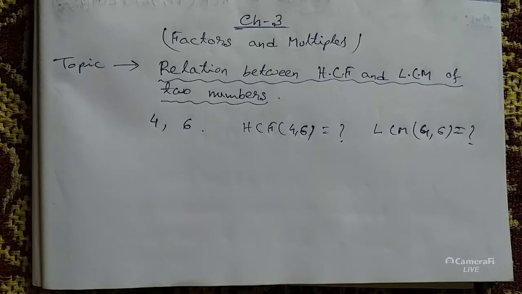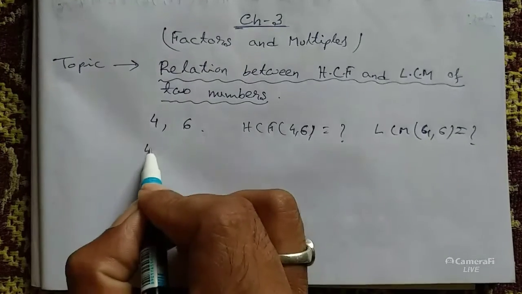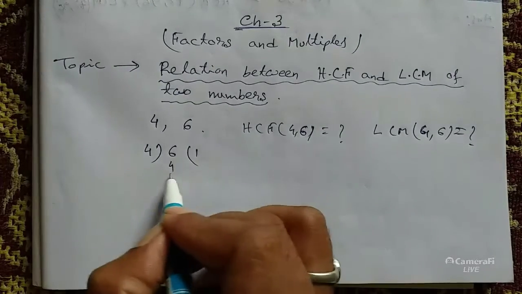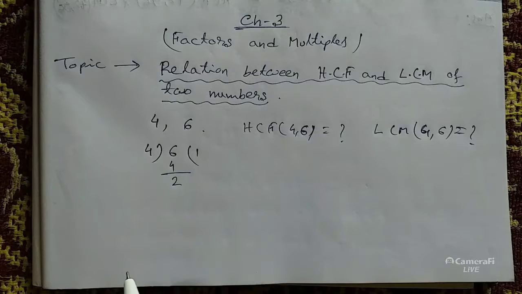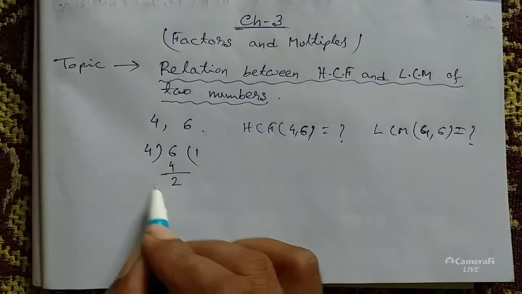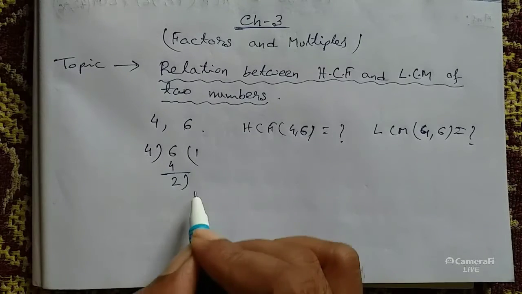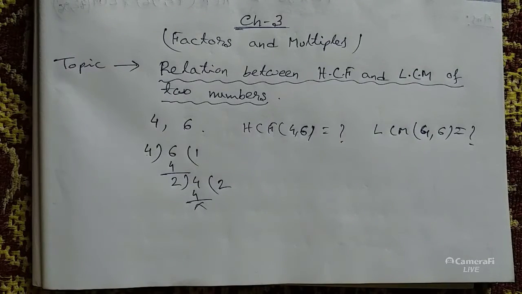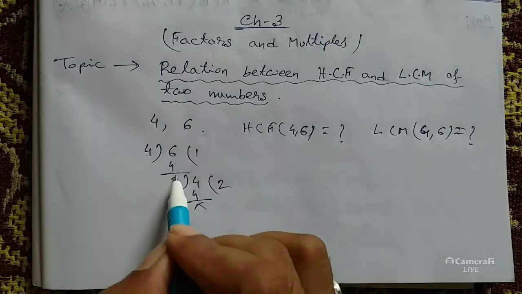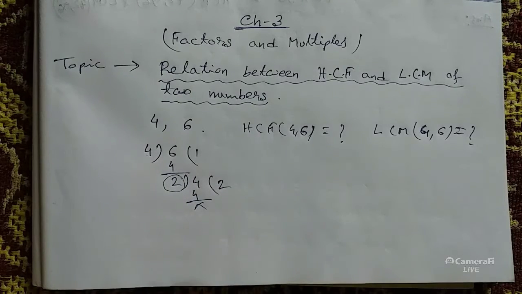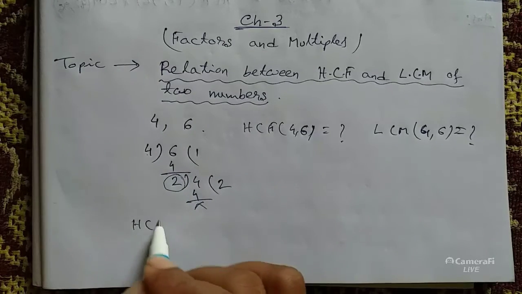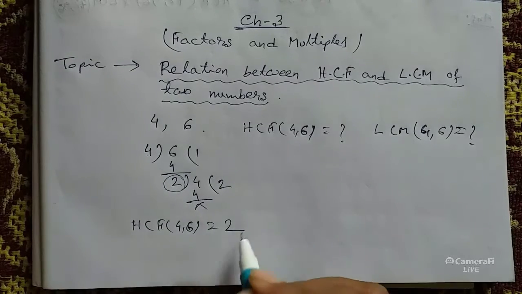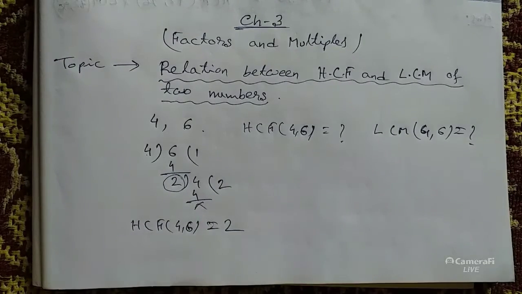To find the HCF, I am going through the division method. Here 4 1s are 4, remainder 2. By this remainder we will divide the previous divisor 4 again. 2 2s are 4, so the division is completed. The last remainder is 2, so we get the HCF of 4 and 6 equal to 2.